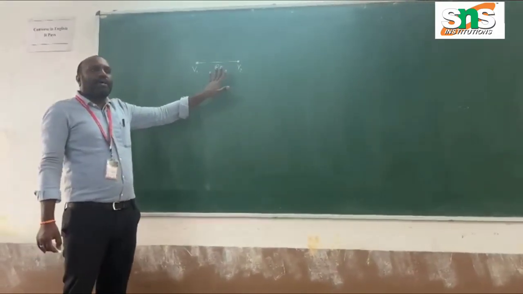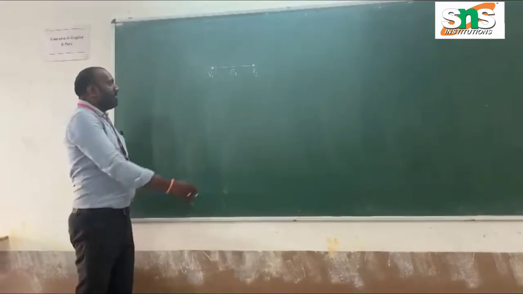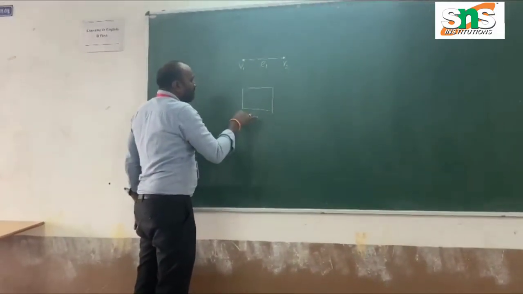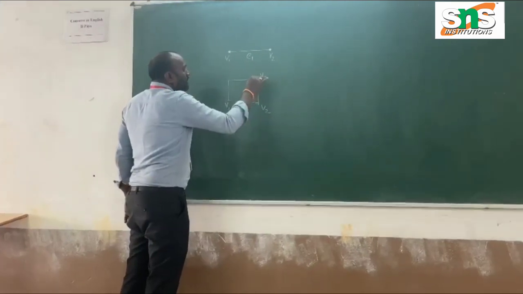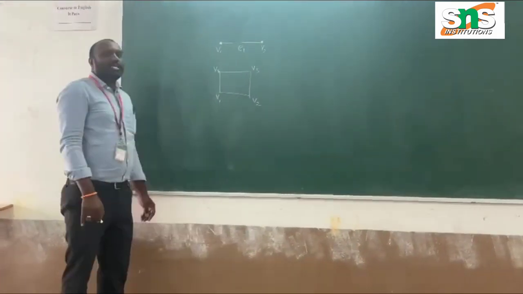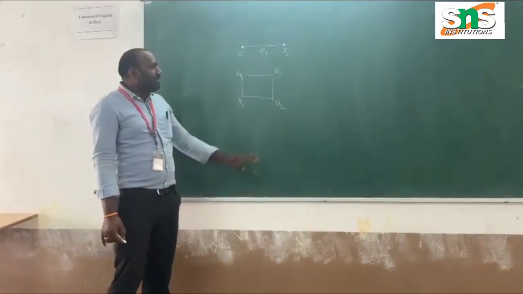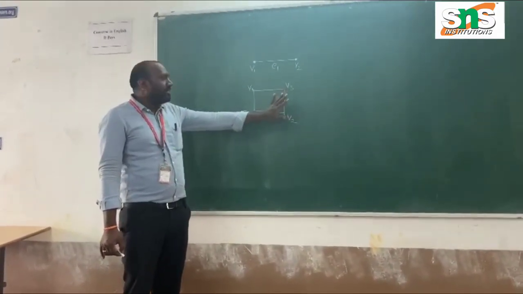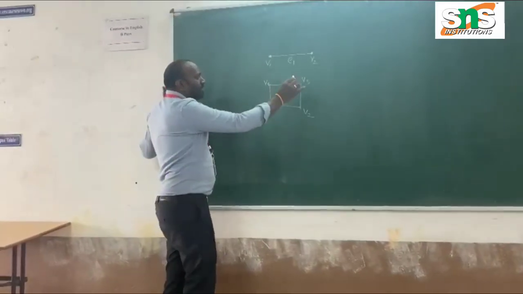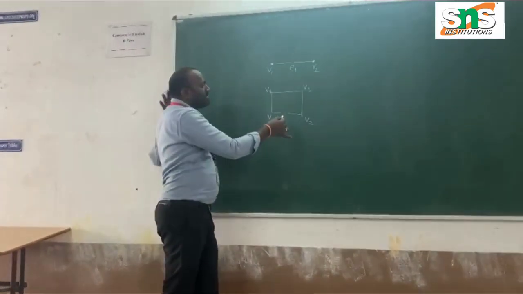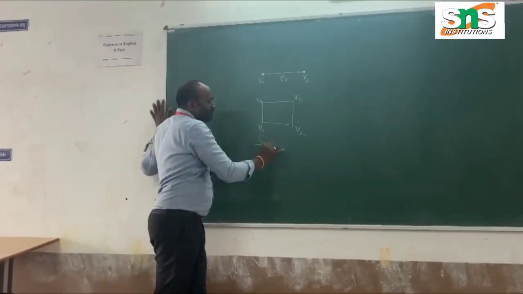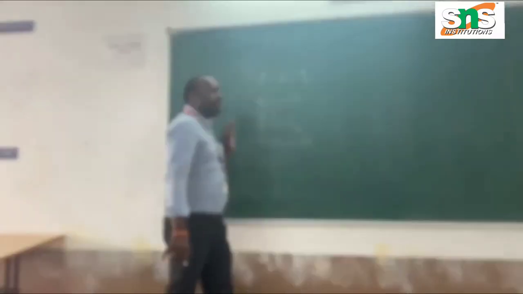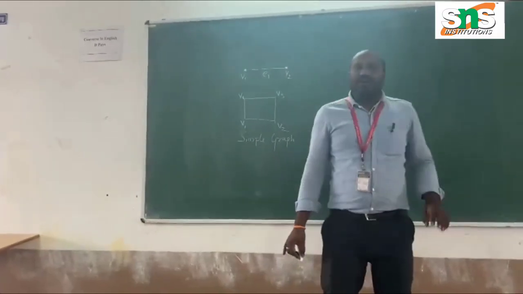So let's see the simple graph. See, this graph is called a simple graph, with V1, V2, V3, V4. Why is it a simple graph? Let's see. In this graph there is no loop, no pseudo edge and no self loop. Simply, it is called a simple graph. And then next we see the regular graph.